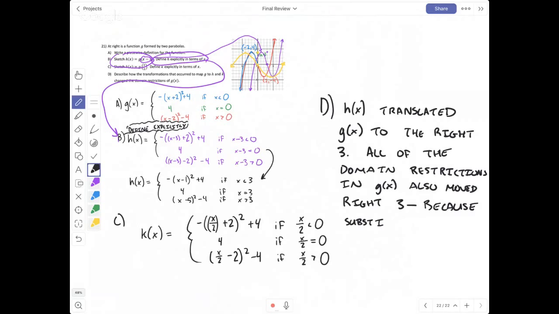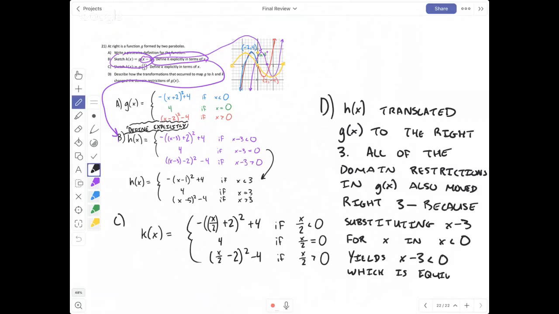Substituting x minus 3 for x in x less than 0 yields x minus 3 less than 0, which is equivalent to x less than 3.